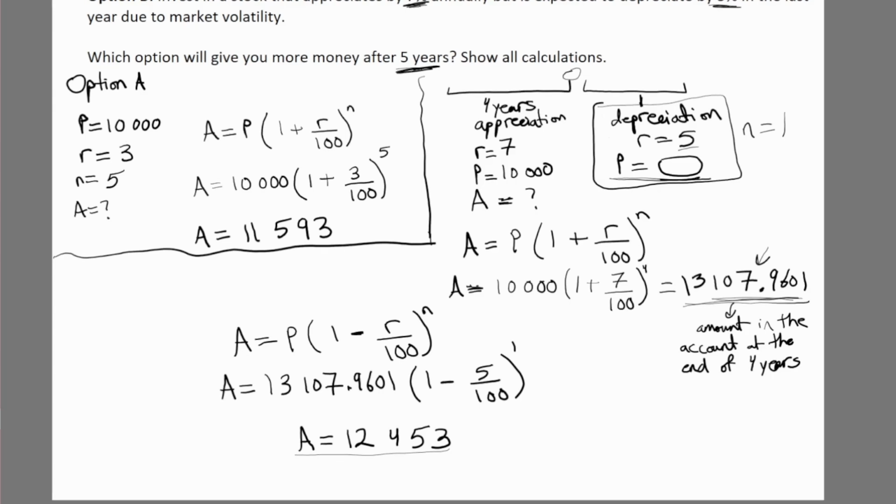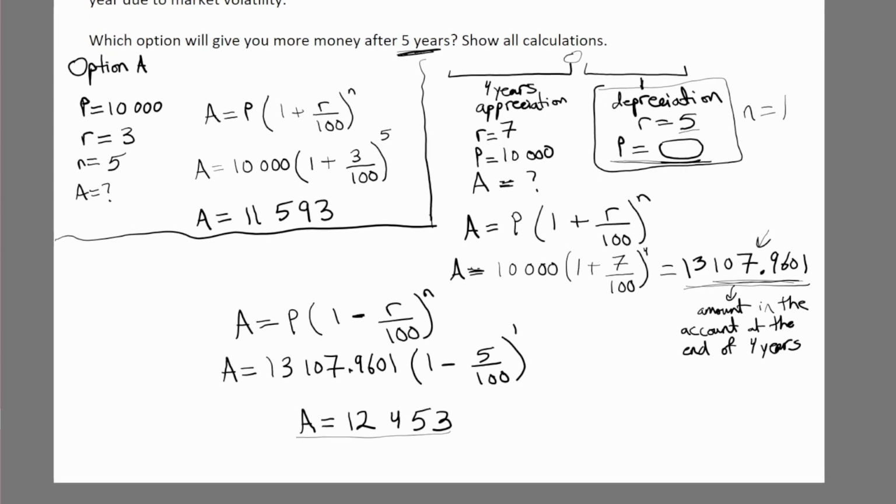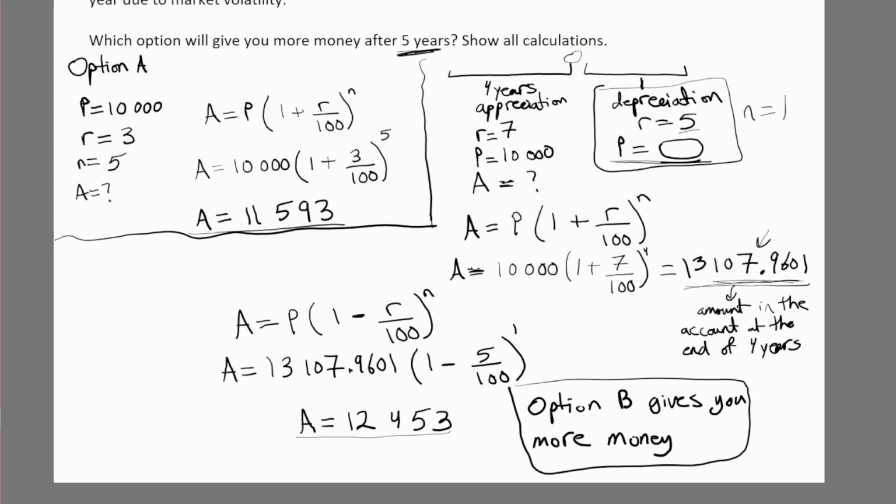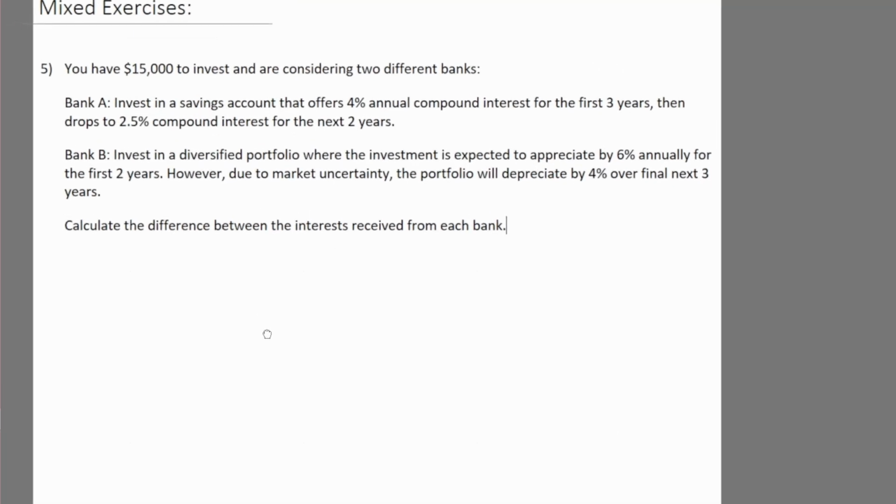So as you can see, in option A, at the end of 5 years, you will have 11,593. However, in option B, you will have 12,453. And so we're going to write down that option B gives you more money after 5 years. All right. There is no need to justify it in this case because the calculations are already justifying it. Okay, let's move on to the next exercise.